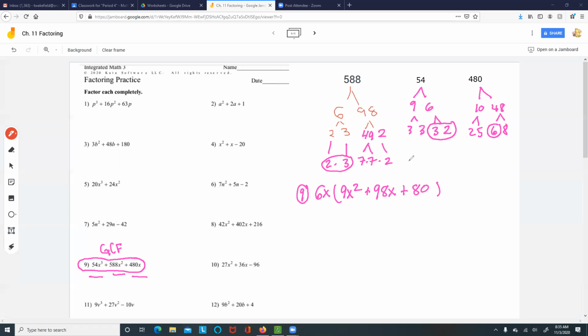So that is how you take out the greatest common factor first. You want to take out the GCF whenever there's three terms and they all have an x in it and the numbers are pretty big. You want to break down those numbers and find out what's the biggest number that goes into all three of these. A 6 and an x goes into all three of these. Now we just have a simple quadratic that we can factor.